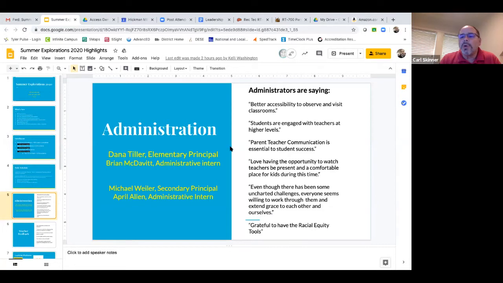Here's what some of the quotes the administrators are saying. I'm going to have to move you over a little bit so I can read them. Better accessibility, accessibility to observe and visit classrooms. The students are engaged at higher levels. Parent-teacher communication is essential to student success. Grateful to have the racial equity tools. So there's a lot going on as far as the success of the program.